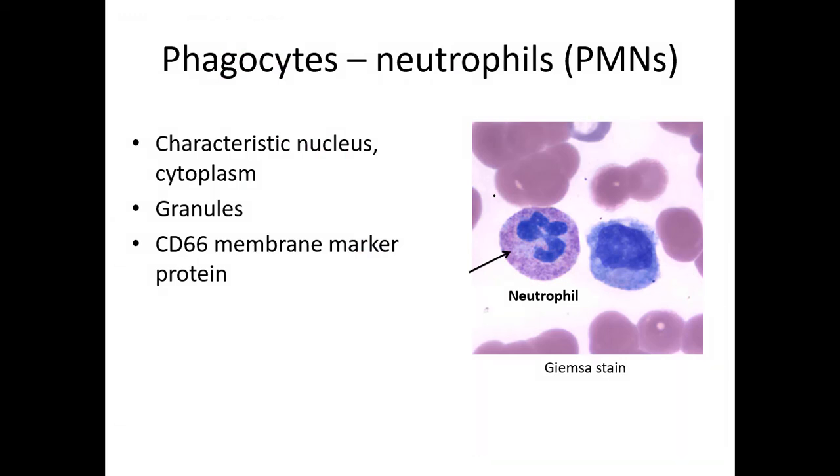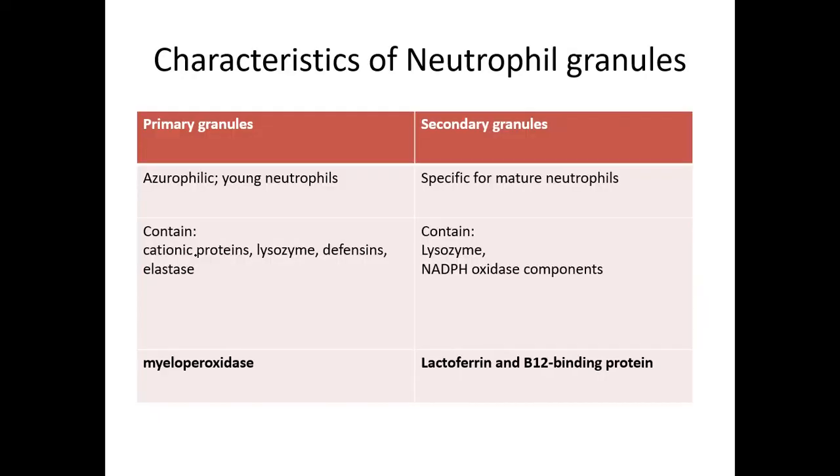Neutrophils are also phagocytes, and they have a characteristic multi-lobed nucleus and granular cytoplasm. These cells express a special membrane protein, CD66. The cytoplasm of the neutrophils contains two types of granules, primary and secondary.